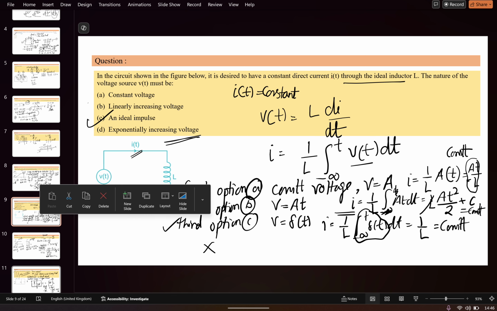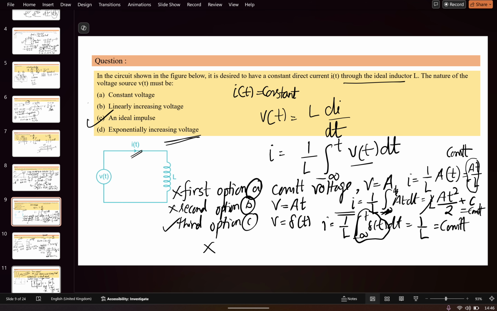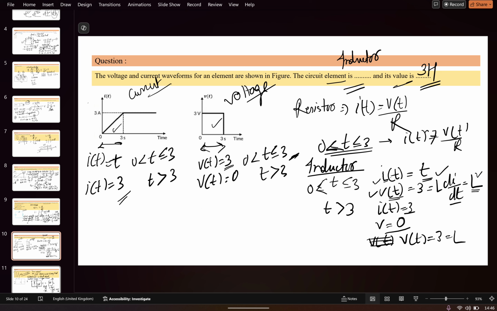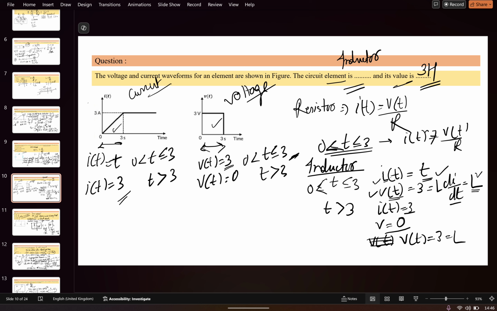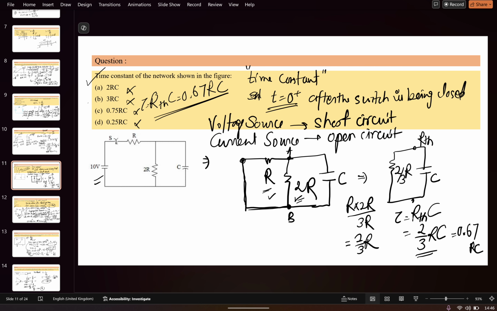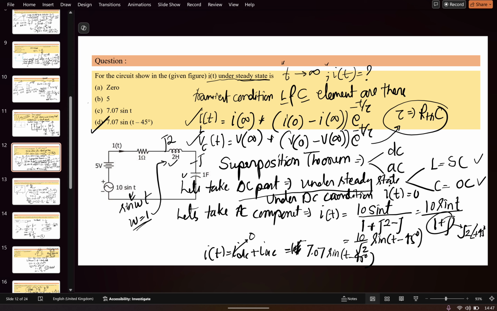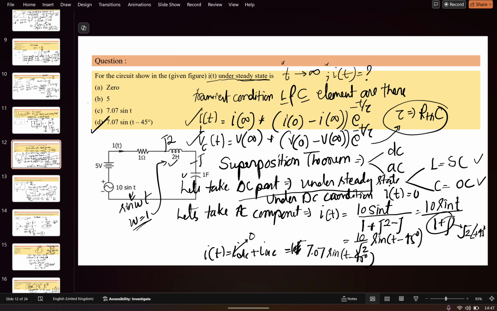Similarly, another question was related to which options are correct when you want to get a constant DC current across the inductor. Some were related to which elements are there, and how to find out tau. Tau is actually the time constant, RTSC. Similarly, at t is equal to 0 plus, this circuit will behave as such, similarly for finding the RTSC. If the voltage source is there, you should short circuit it, and if it is a current source, you have to open circuit it. Similarly, the behavior when two sources are given in steady state operation, and which will be the most effective part.